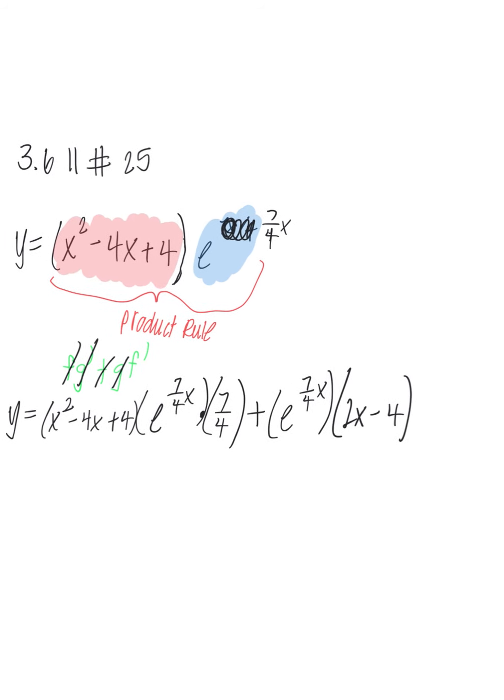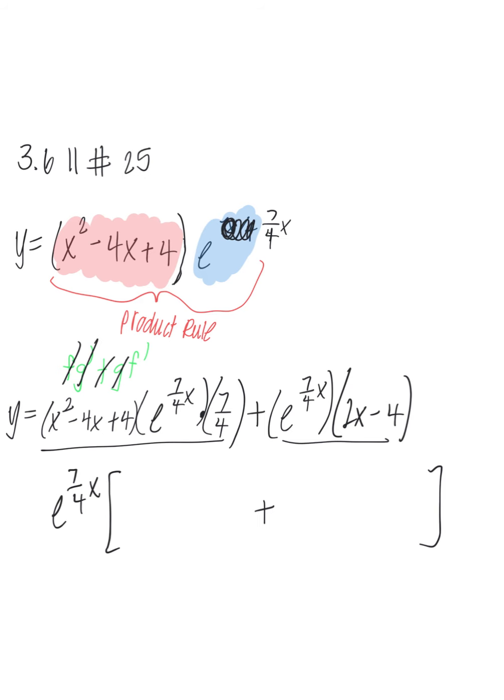Now, I will say that, look, I could go ahead and multiply this out and multiply that out. I think the first thing I'm going to do is take out an e to the 7 over 4 x, because both sides have an e to the 7 over 4 x. And I'll have something plus something. So when I take that out, when I literally remove it, I'm left with x squared minus 4x plus 4 times 7 over 4.